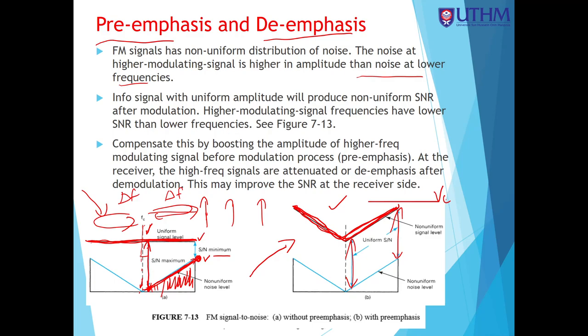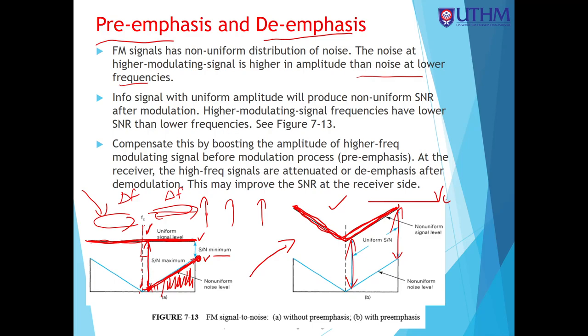So when we reduce the amplitude of the signal, we reduce with the same factor that we increased previously in the transmitter. For example, if the signal has been increased about 10 times during the pre-emphasis process, that means we need to reduce by a factor of 10 after the demodulation process in the receiver. So kita melakukan penambahan dan pengurangan pada kadar yang sama. So balance. Okay, it is balance.